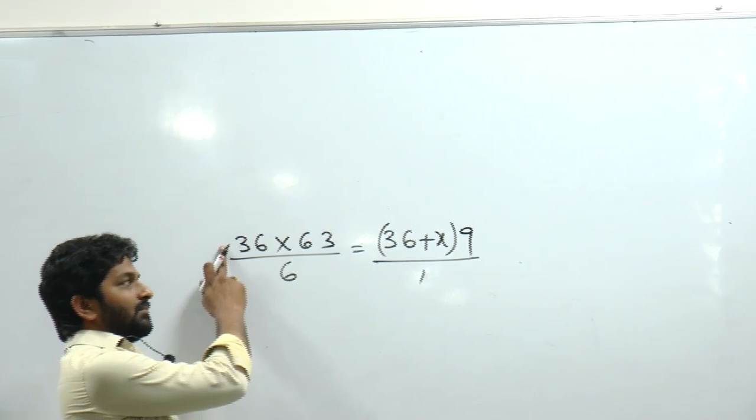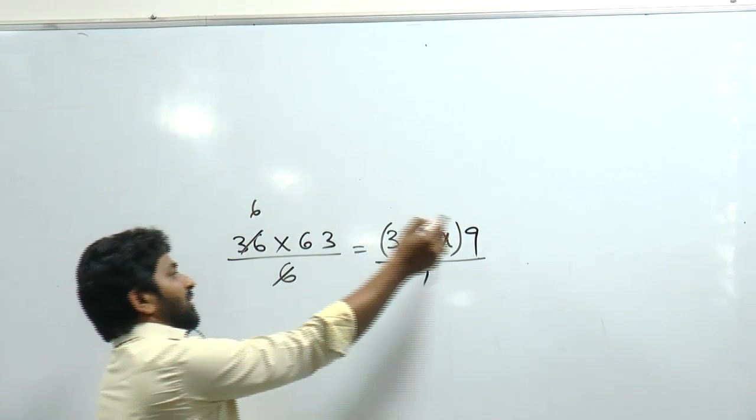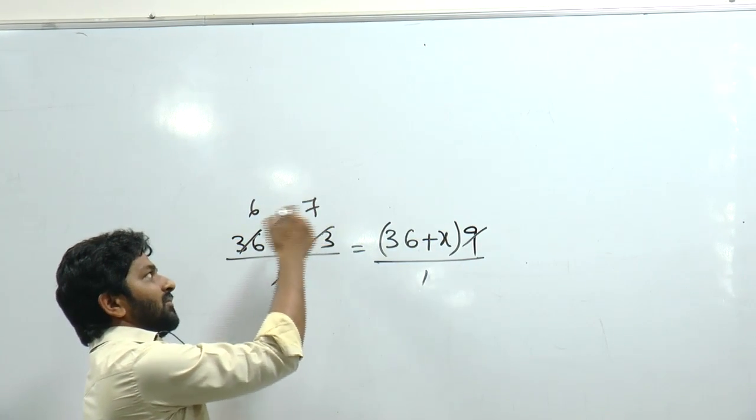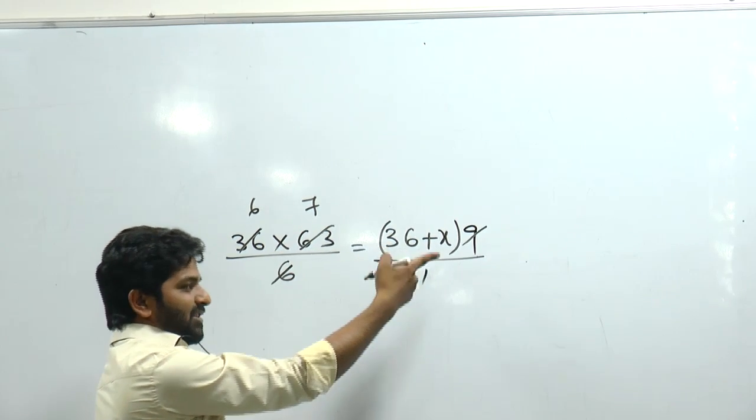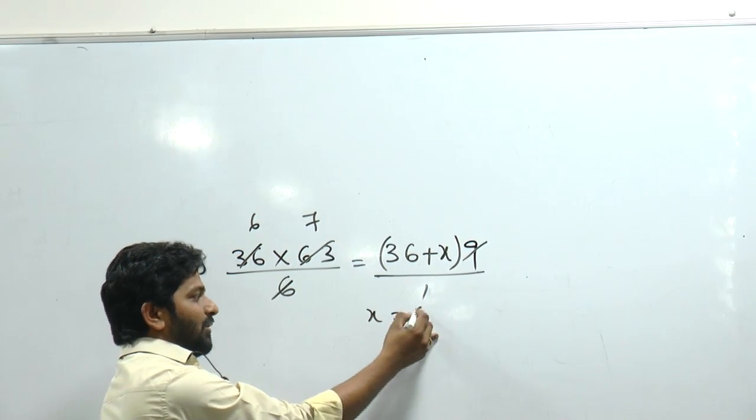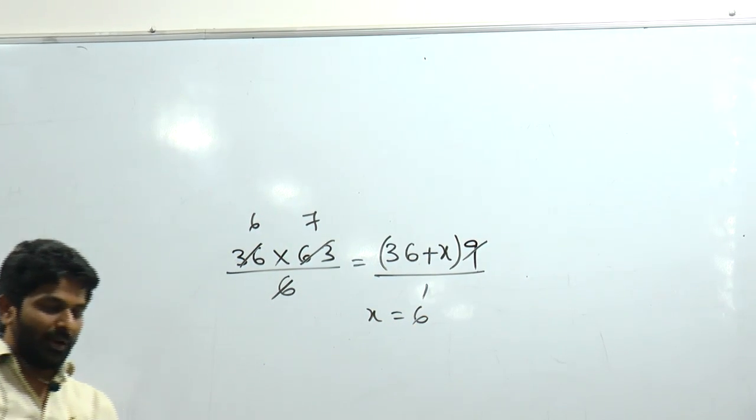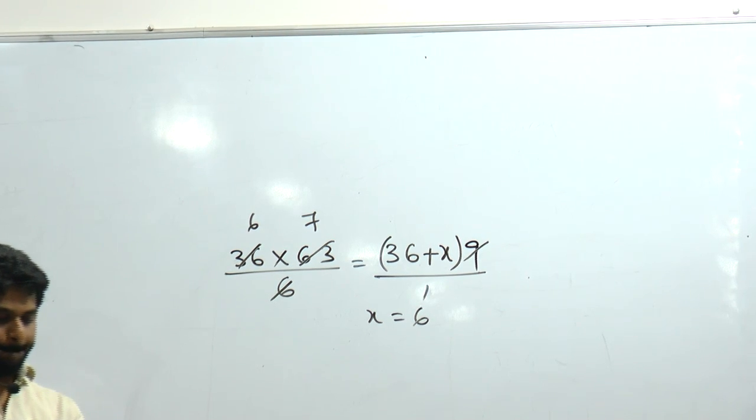6 times 7 times 42, 36 plus X is equal to 42, X is equal to 6. So you need to employ 6 more men.